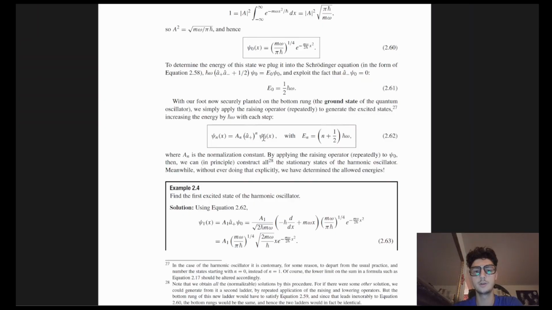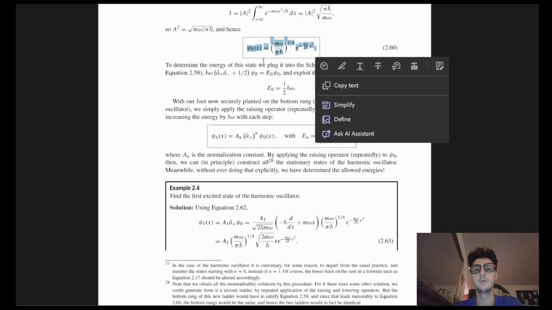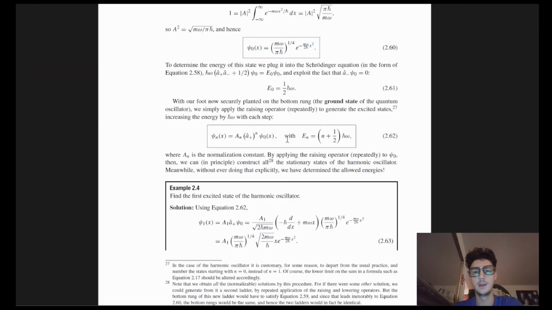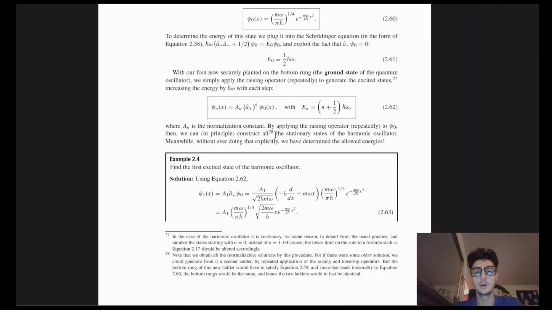And what do you apply this raising operator on? The ground state wave function, which is right here. And the E is here. So we already determined this, or I guess he gets it from somewhere. E of n is equal to n plus 1/2 times h bar omega, where A n is the normalization constant. By applying the raising operator repeatedly to psi 0, we can in principle construct all the stationary states of the harmonic oscillator. Meanwhile, without ever doing that explicitly, we have determined the allowed energies.